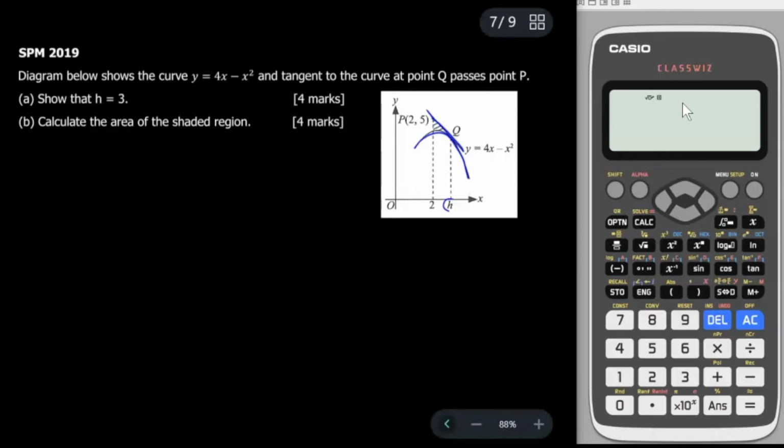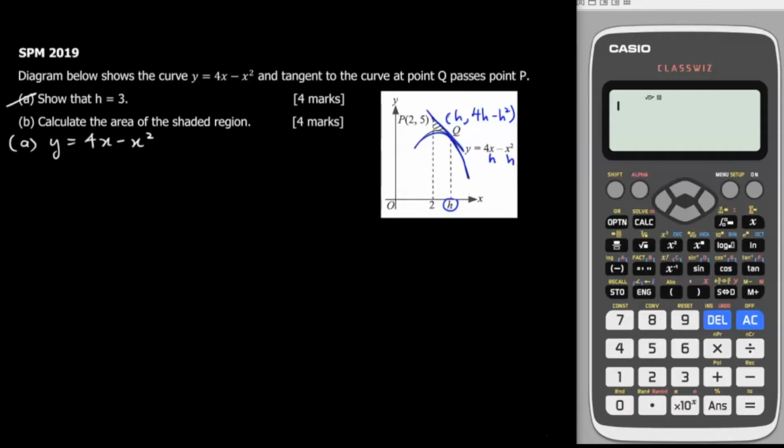So if x equals h, the coordinate for Q will be h, and then we substitute the h inside here and here. So the y will be 4h minus h squared. Okay, so I'm going to use dy/dx. Before that, I write down the question, y equals 4x minus x squared. Now for part A, we are trying to show that h equals 3. So I'm going to differentiate this: dy/dx equals 4 minus 2x.